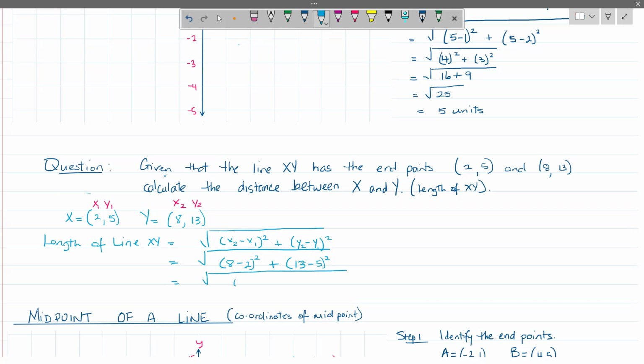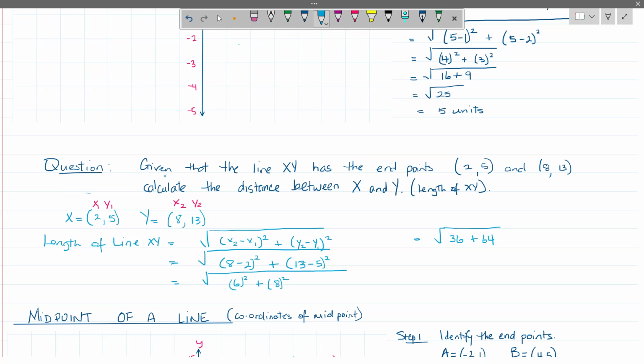8 minus 2 is going to give me 6. 13 minus 5 is going to give me 8. I'm working on this side here, but in your book, you should be writing coming down. I didn't give myself enough room. So the square root of 6 is... no, not the square root. The square of 6 is 36. The square of 8 is 64. Right? 6 squared, 36. 8 squared, 64.